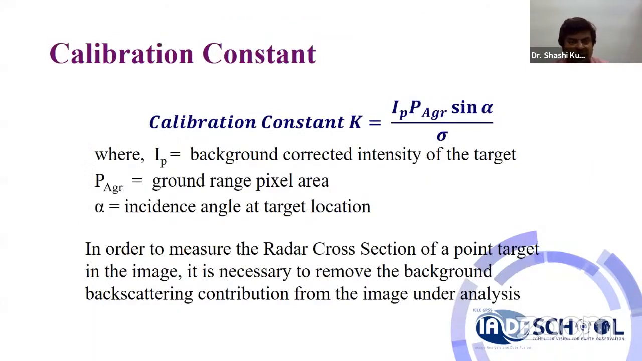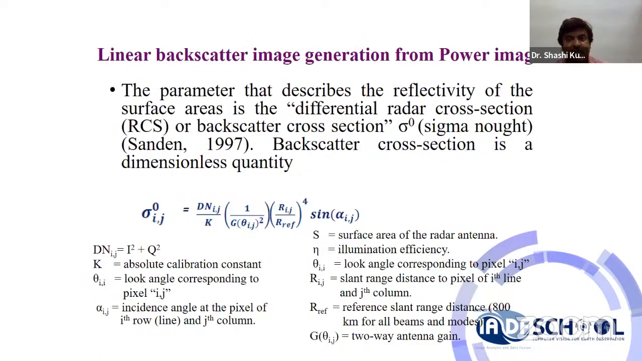Generally, to derive the calibration constant, this formula is used: IP multiplied with PGR sine alpha divided by sigma, where IP is the background corrected intensity of the target, PGR is representing the ground range pixel area, and alpha is the angle of incidence at the targeted location. With the help of that, one will be able to calculate, and this sigma will be the radar cross section from the corner reflector. So with the help of that, the calibration constant values will be derived.